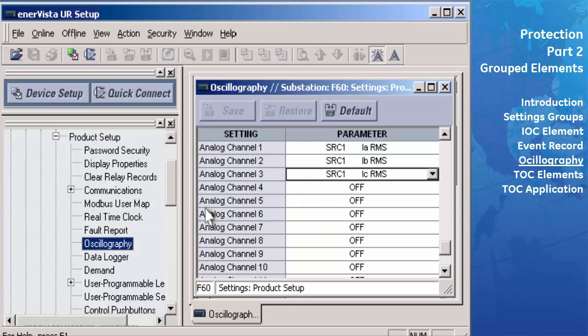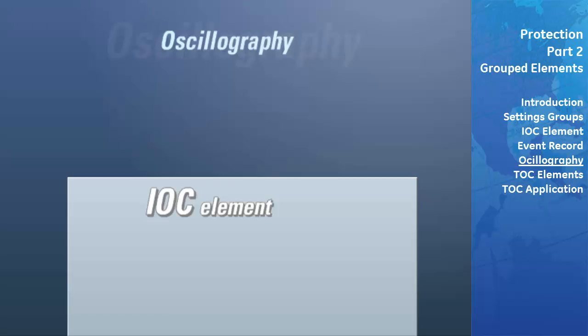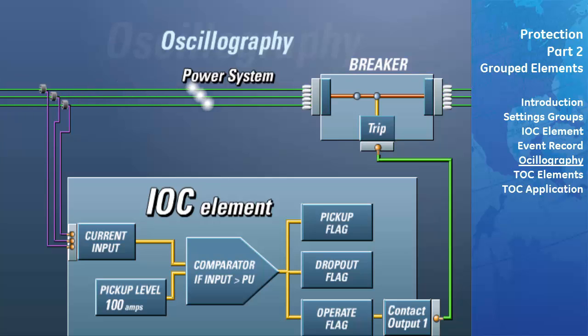We will again test the IOC element using the same settings as described in the IOC event record movie. The current being injected into the relay will transition from the non-faulted state to the fault state and cause the IOC element to pick up and operate. This will cause the UR to signal the breaker to trip and clear the fault. The IOC element will then drop out.